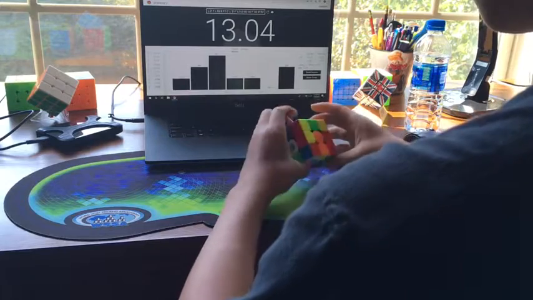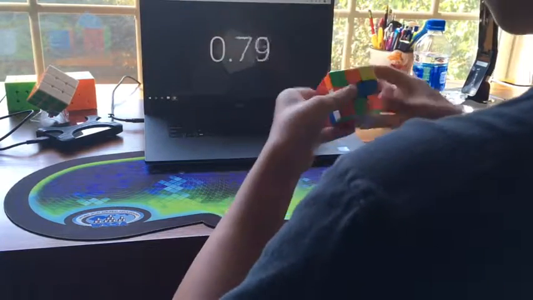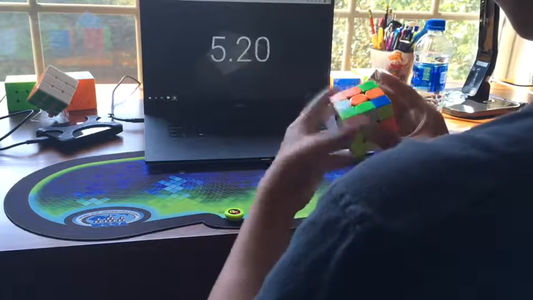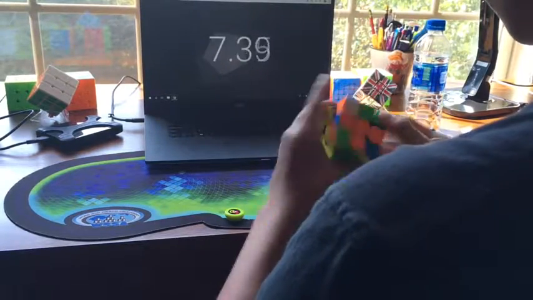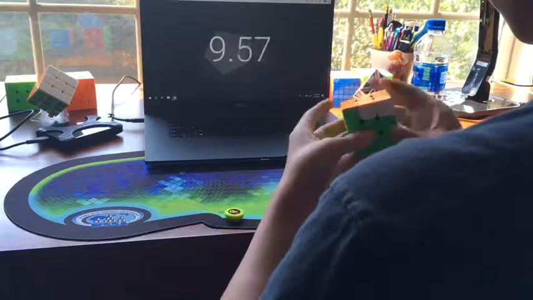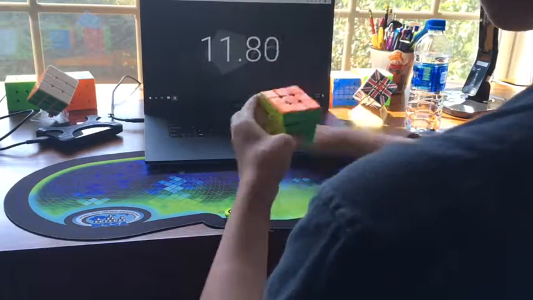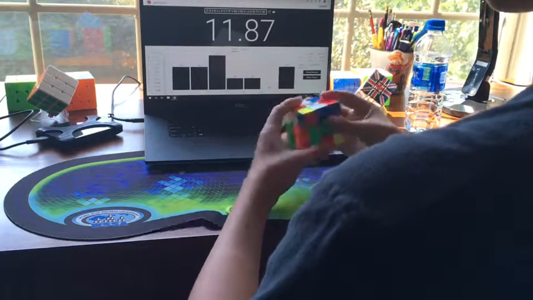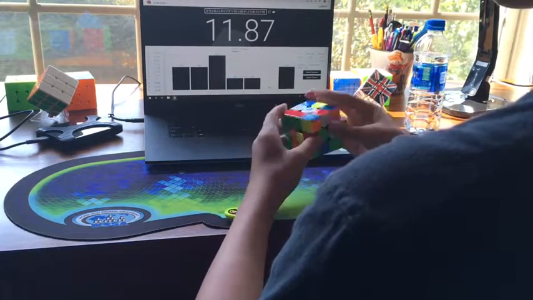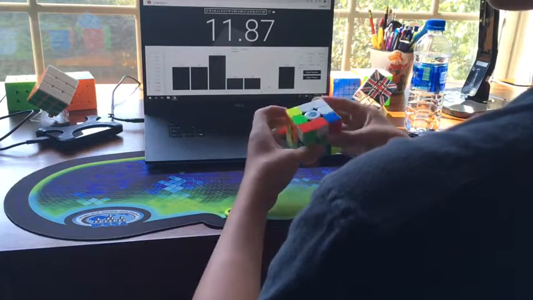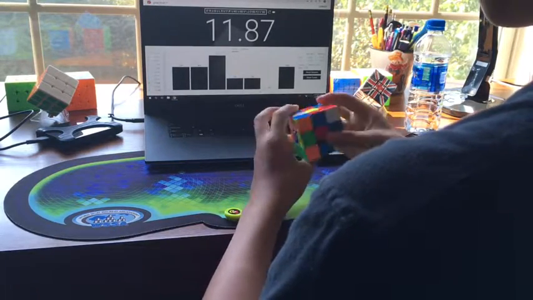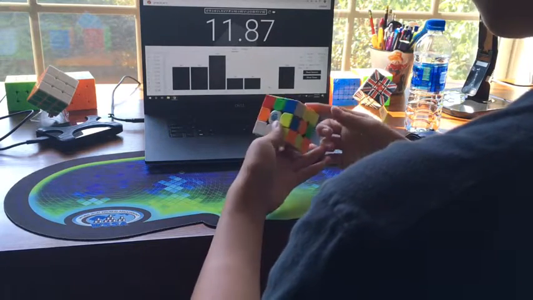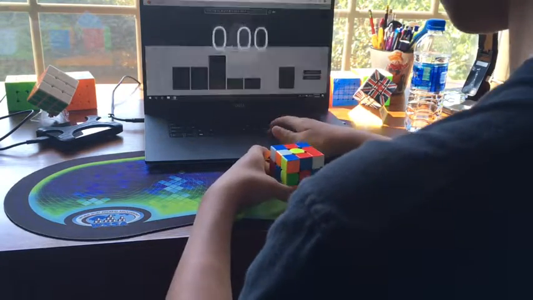Another con is that out of all the advanced methods, I'm not sure about Petrus, but out of Roux, CFOP, and ZZ, CFOP is the least efficient, meaning you have to do more moves to solve the cube on average. Meaning that if a Roux solver, a ZZ solver, and a CFOP solver were all turning at the exact same speed, the CFOP solver would be the last one to finish. He would be the slowest.